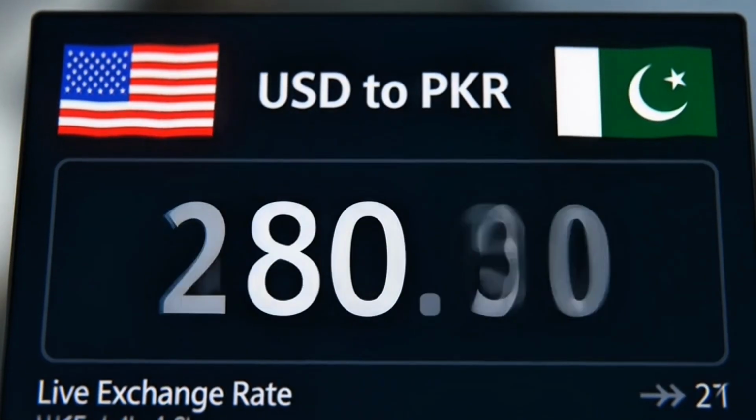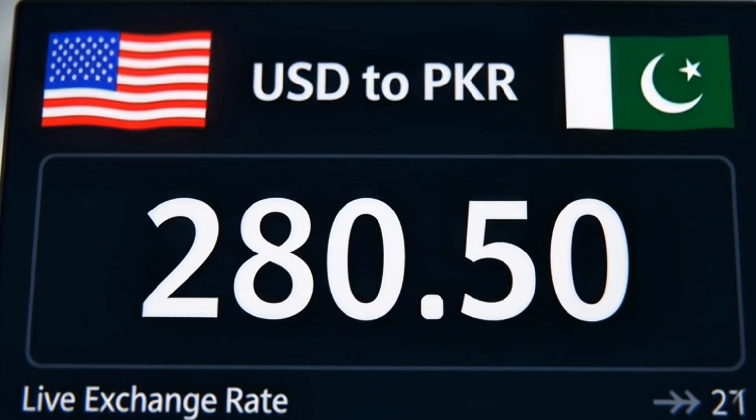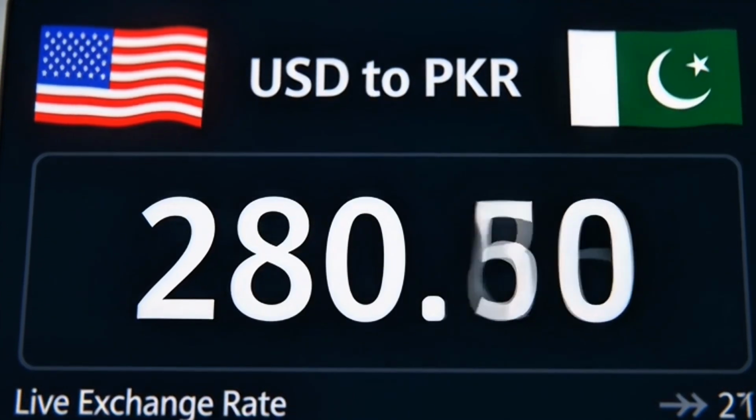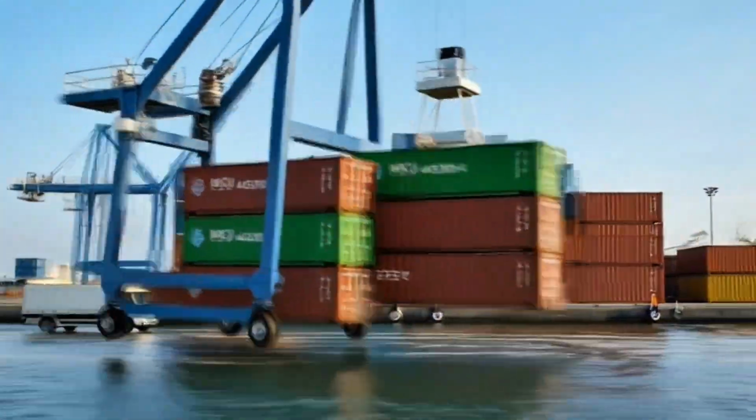An exchange rate is the price of one currency in terms of another. For example, if $1 equals 280 Pakistani rupees, this rate decides how expensive or cheap foreign goods become for buyers and sellers.